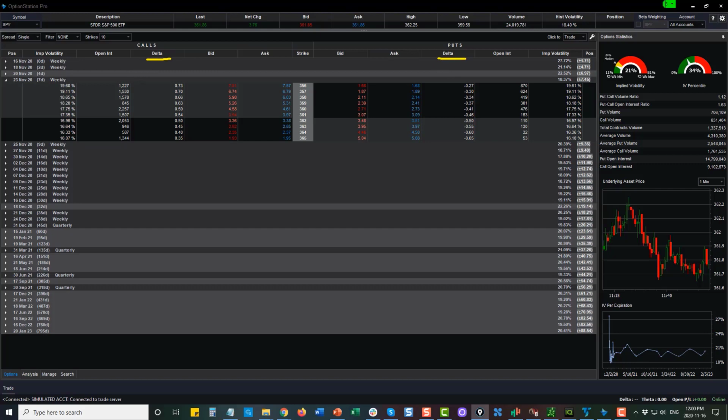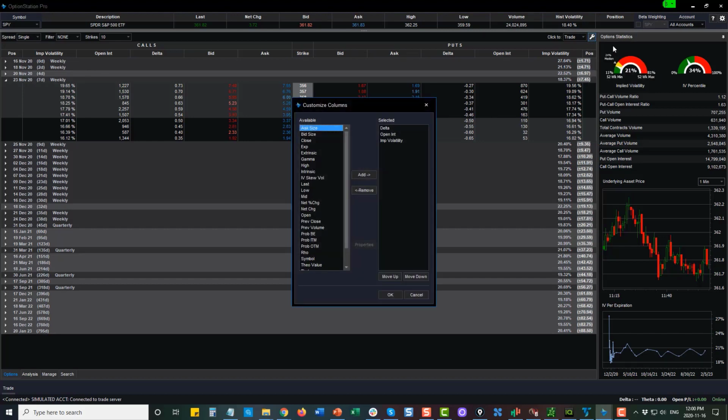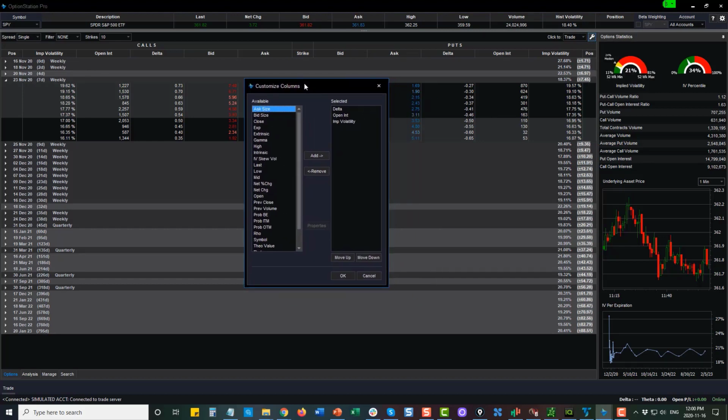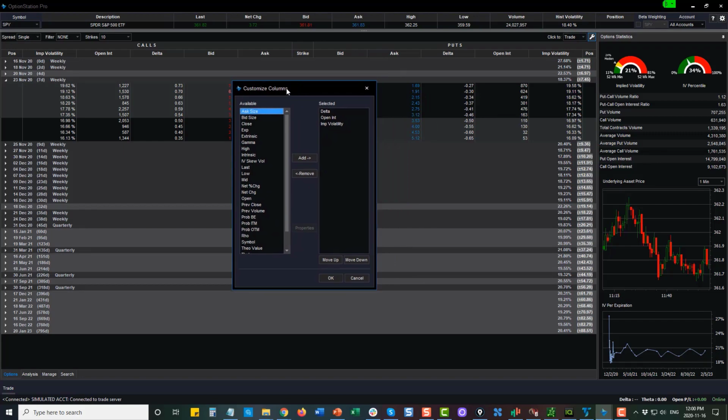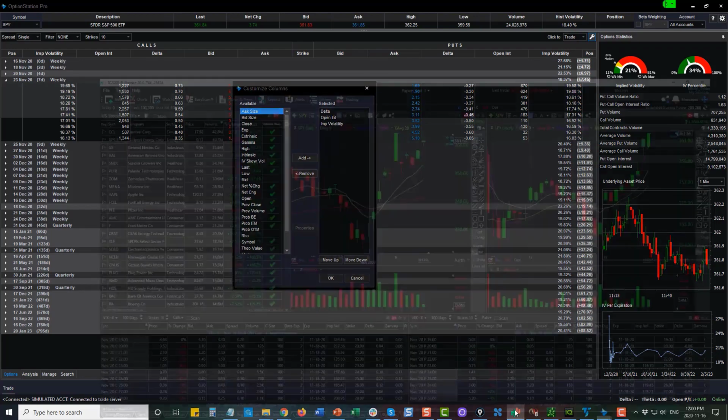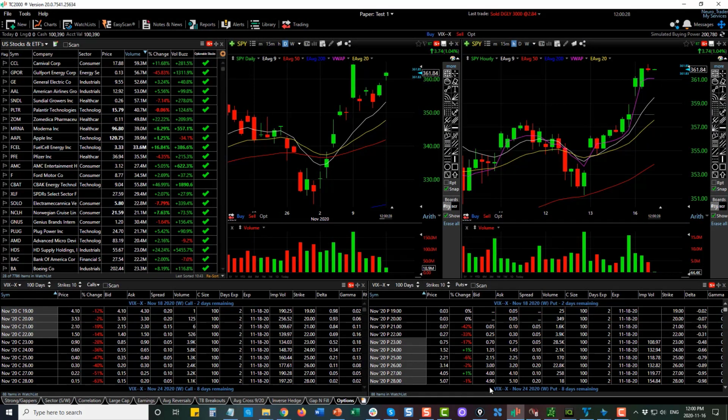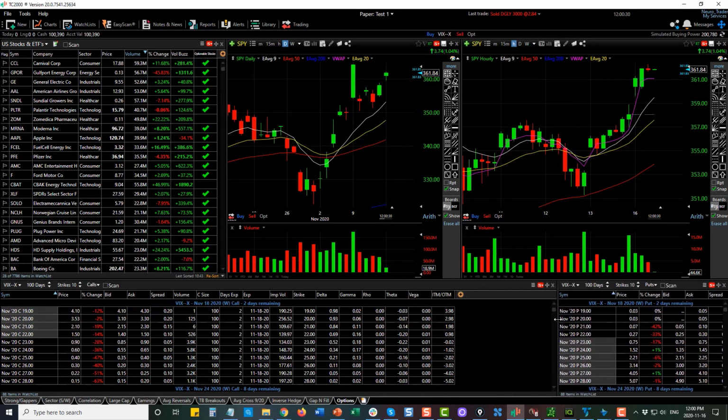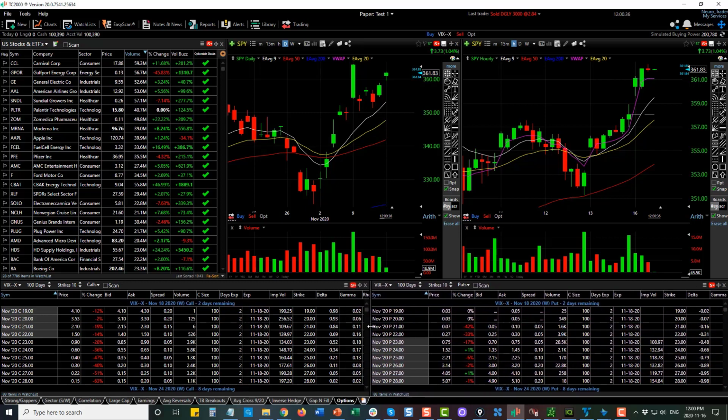Okay, so I'm going to add the other filters in here. So we're going to go into your customize columns. And let's go together and let's add some Greeks to the option column. Now this can be done on any platform. So if I go here to say TC2000, I've already added all the Greeks. You can see I've got delta, gamma, rho, theta, vega. Okay, so I've added all the Greeks in the option panel.